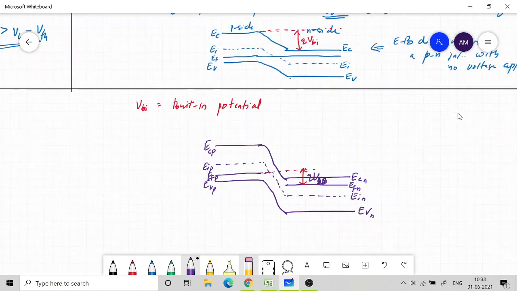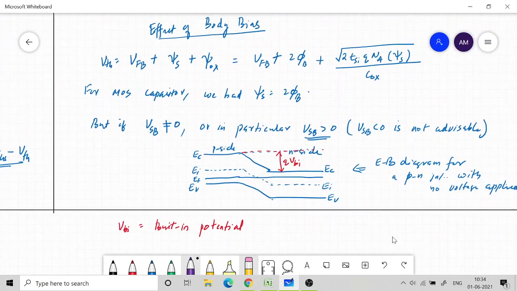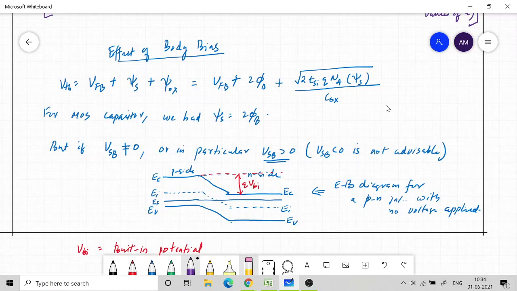So our threshold voltage, VTH dash, the new threshold voltage: V flat band and 2 phi B will not be affected, but what is going to be affected is the other term, because the depletion region will increase due to the applied reverse bias, and that is going to be 2 epsilon Si Q NA into, so earlier it was psi s, which was 2 phi B. So here I can put 2 phi B here.